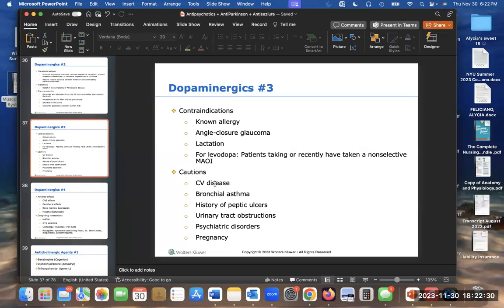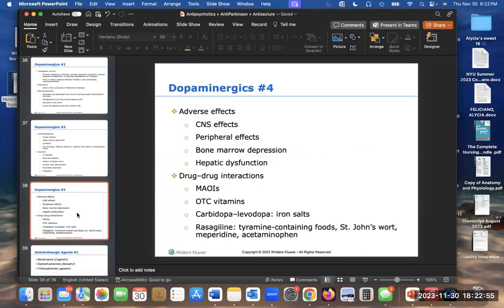Cautions, right? Cardiovascular disease, right? These work on dopamine receptors. We're kind of starting to stimulate those sympathetic and CNS effects. So if they have really bad cardiovascular disease, this can be a problem, right? Asthma can be a problem. Psychiatric disorders can also be a problem because we're working in the CNS and we're increasing dopamine, which can have a negative effect on someone who has like psychosis or the things that we spoke about already, and pregnancy.